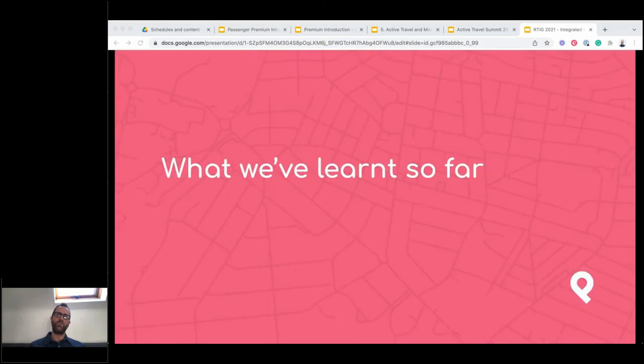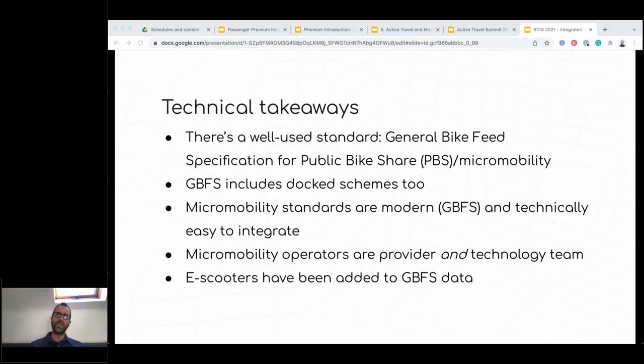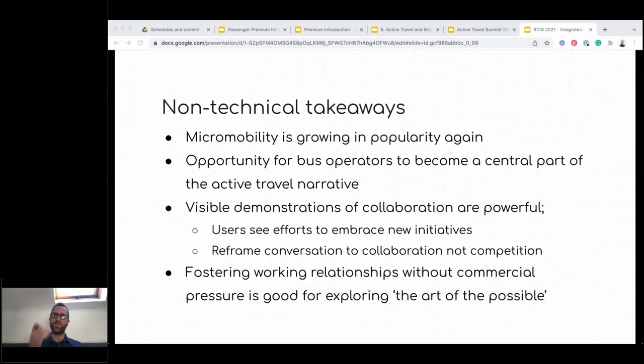And just to quickly go through what we've learned so far, technical takeaways, there's a well-used standard here, GBFS, General Bikeshare Feed Specification, which is very easy to technically integrate to. Micromobility operators are the provider and the technology team, which makes things easier. E-scooters have been added to the GBFS data that we're being provided with, so it's all coming through the same feed. Non-technical takeaways, micromobility is growing in popularity again.